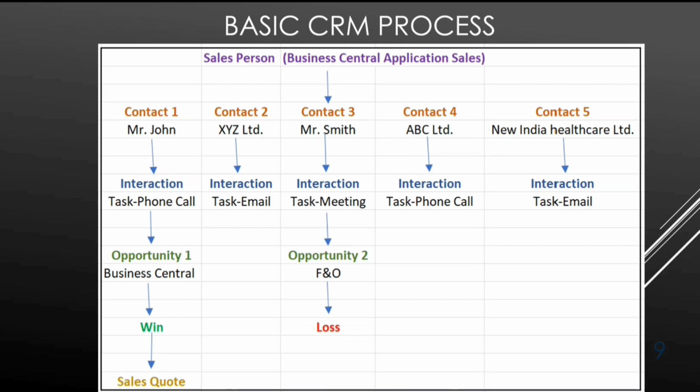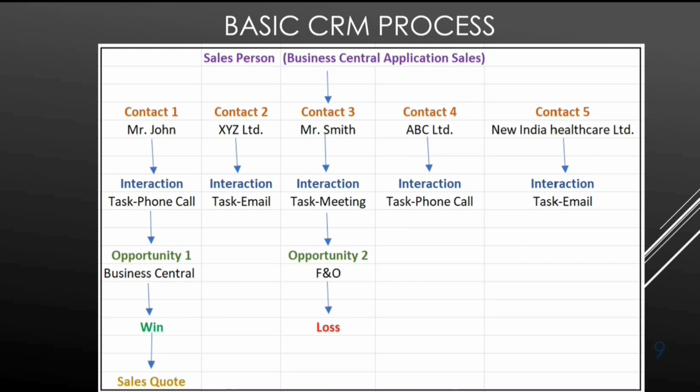For example, contact one, which is Mr. John, is looking for Business Central, and contact three, Mr. Smith, is looking for the F&O solution. So what they have done is they have created the opportunities. We have created this opportunity and we are going to demonstrate our solution to the client.